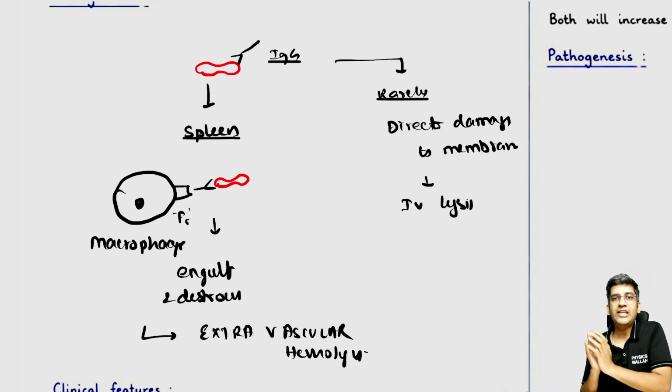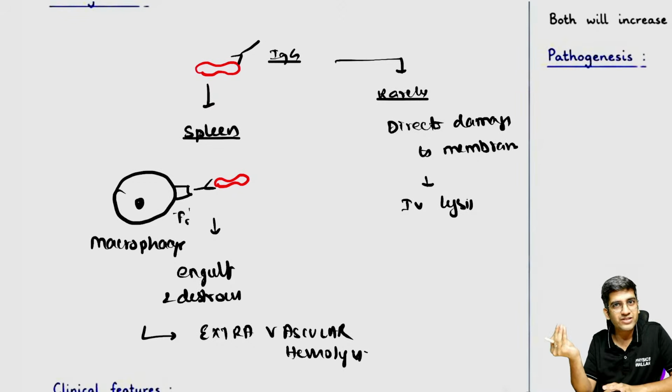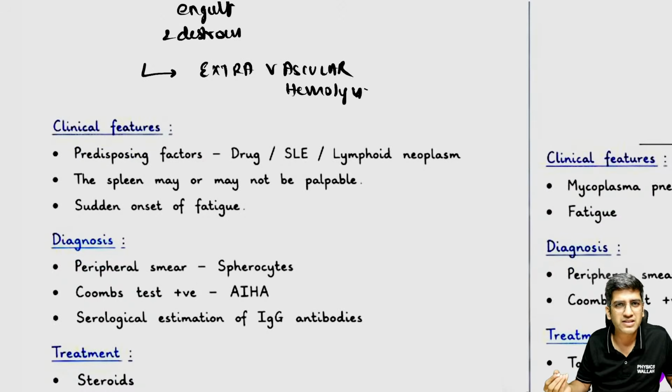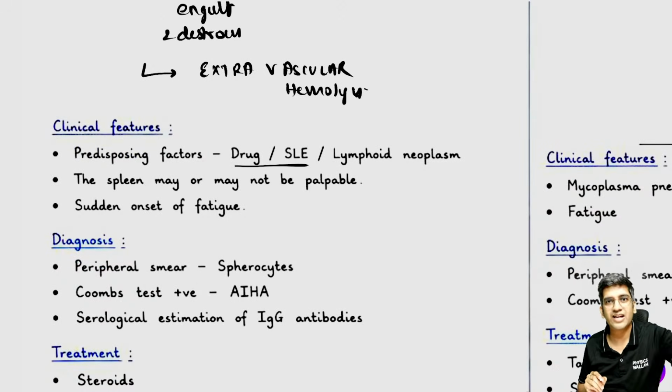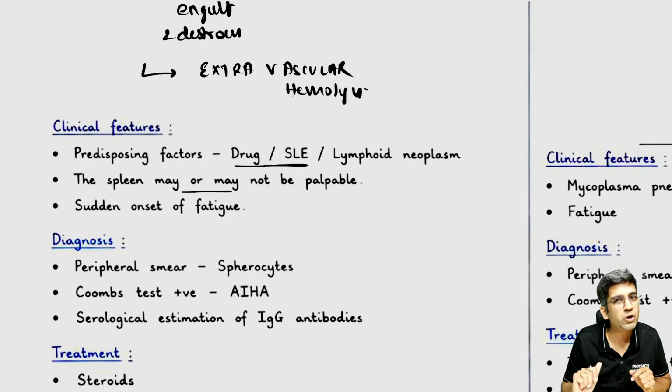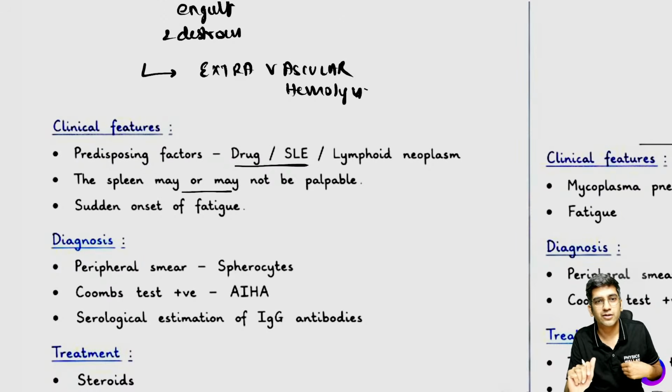Clinical features, I don't have any unique clinical features here. It'll have symptoms of anemia, more than that, I won't have much. I might have history of drug intake, or of a lymphoid neoplasm, or of an SLE, or of an autoimmune thyroiditis, some other autoimmune disorder, right? Spleen may or may not be enlarged because it's an acute condition, I might not have splenomegaly. Today I took a drug, had lysis today.